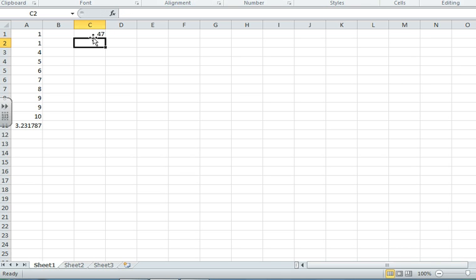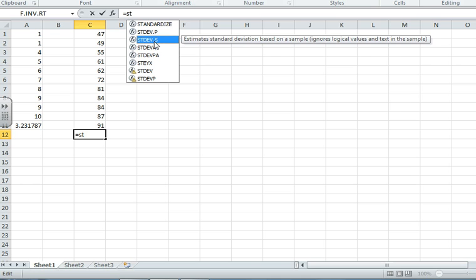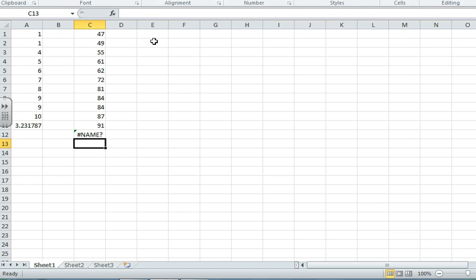Okay, if we go back to our spreadsheet and we put in 47, 49, 88, 55, 61, 62, 72, 81, 84, 84, 87, 91, and then we go look for the standard deviation, equals standard deviation, that guy. Boom. Oh, bummer, we didn't put a range in.